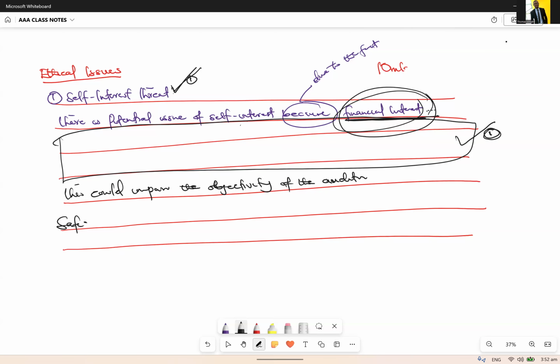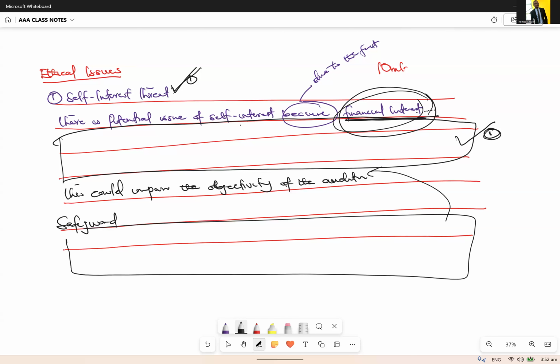What safeguard is available? If it is a self-interest threat, like we said, is it a no-no? Dispose of the interest, or take the person out of the team and allow an independent person to review every work they have done. As you mention that part to this effect, you have your 2 marks. And so your 4 marks is done.